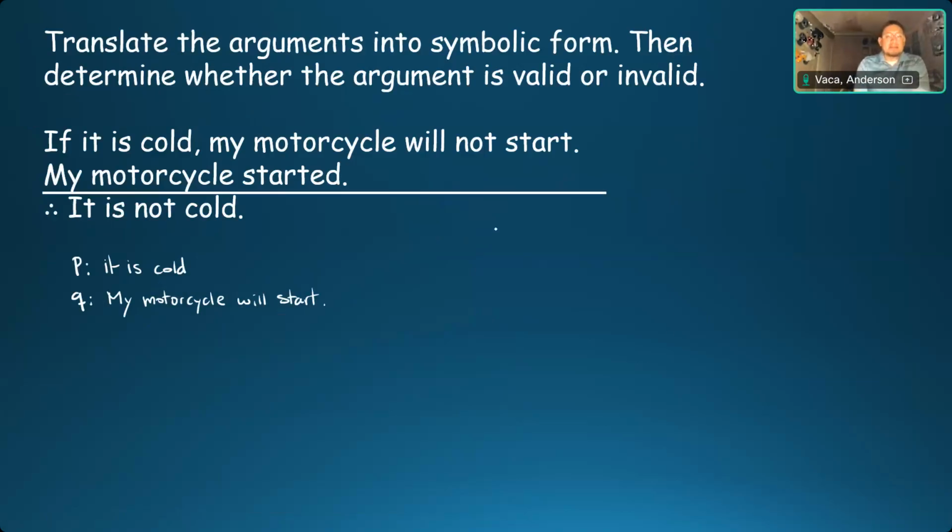All right, so let's go ahead and translate now from words to symbols. If it is cold, then my motorcycle will not start. That is a conditional statement. If, then. So we have if P, then not Q. My motorcycle started. That is Q. In conclusion, it is not cold. Excuse me, that is not P.